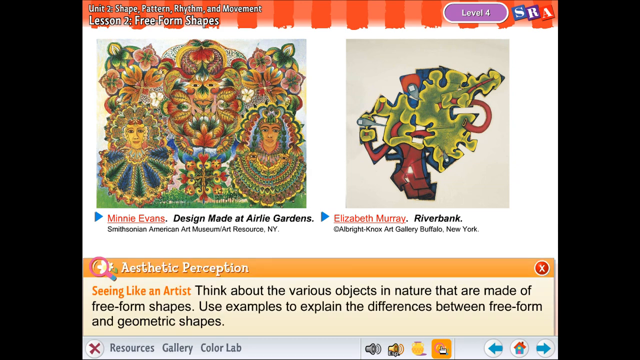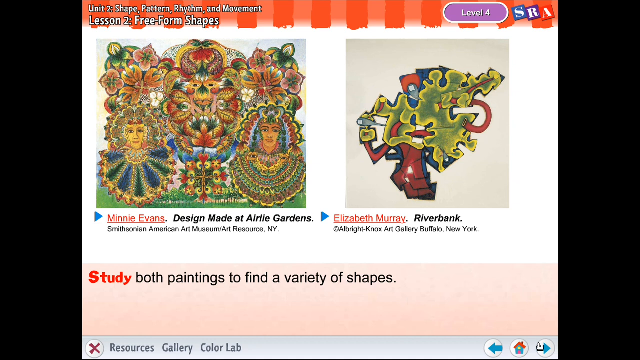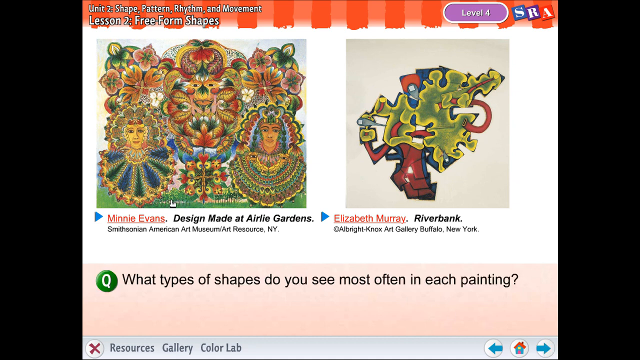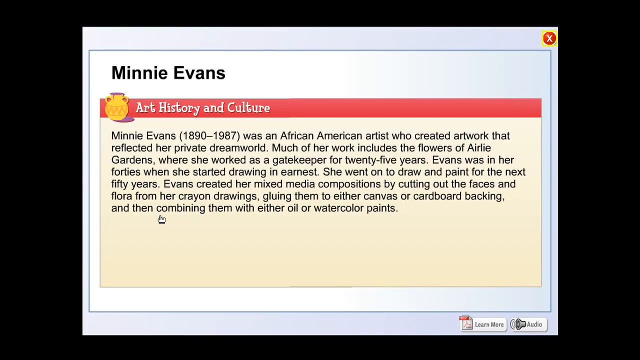Seeing like an artist. Think about the various objects in nature that are made from freeform shapes. Use examples to explain the differences between freeform and geometric shapes. All right. So study both paintings to find the varieties in their artwork. So let's check out Minnie Evans' artwork. Let's check it up close.